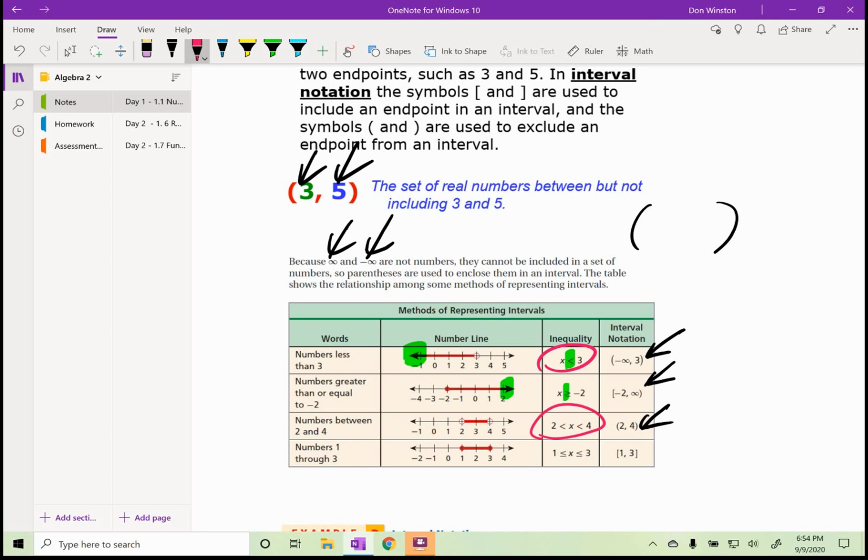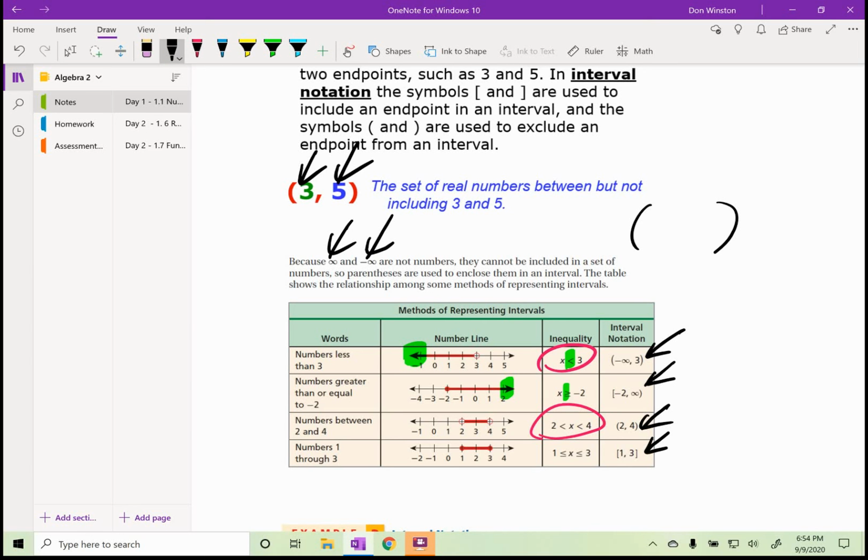But we don't have the equal sign because we're not including the numbers. And then finally, the numbers greater than or equal to 1 and less than or equal to 3. So it includes 1 and 3, all the numbers between 1 and 3. Including 1 and 3. So it's closed at 3 and it's closed at 1. Okay, because we're including those numbers, right?